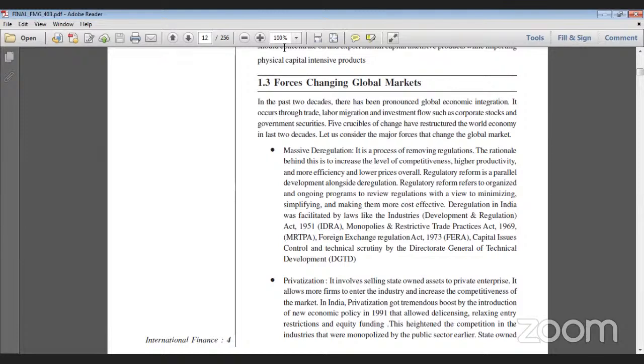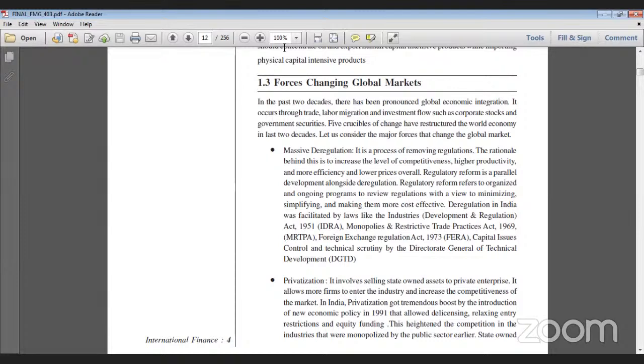Five crucial changes have restructured the world economy in the last 2 decades. Let us consider the major forces that changed the global market.